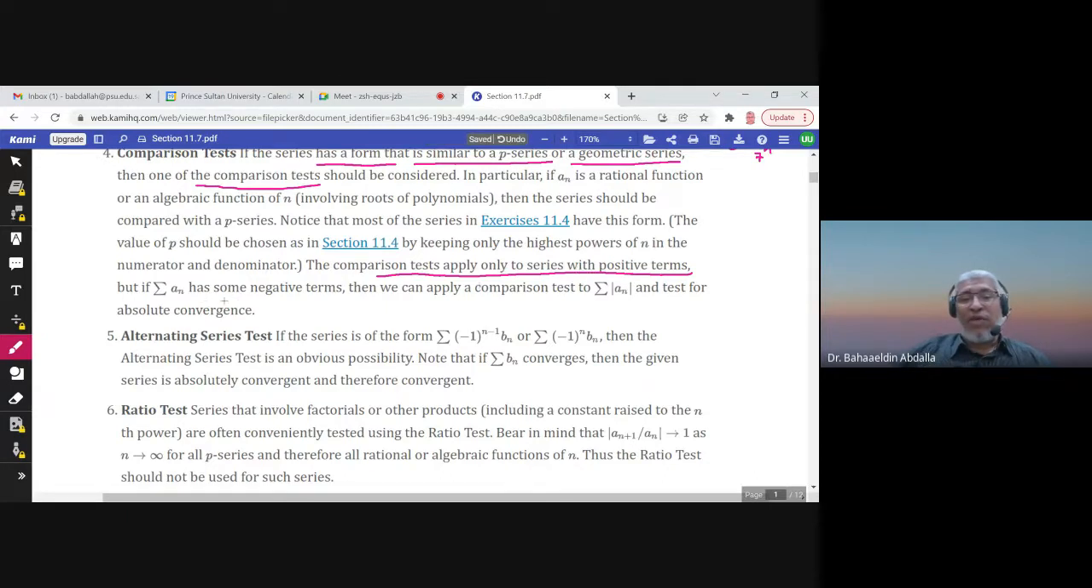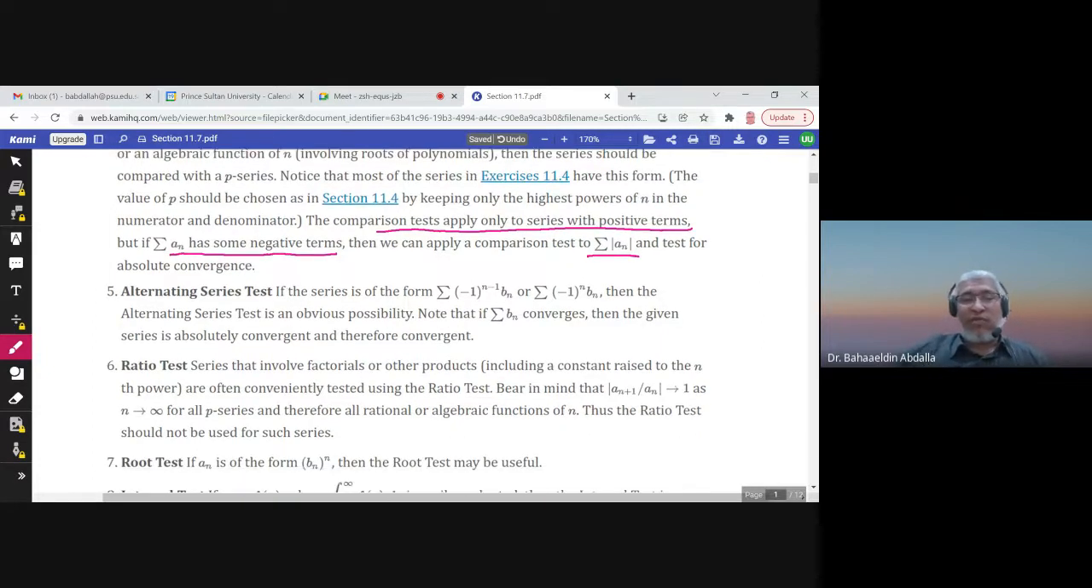If it doesn't have positive terms, if some of the terms are negative, then you can apply the comparison test to the summation of the absolute value of an, because we studied that if the summation of the absolute value of an is convergent, then the summation of an is absolutely convergent. And for absolutely convergent, please also refer to section 11.5.